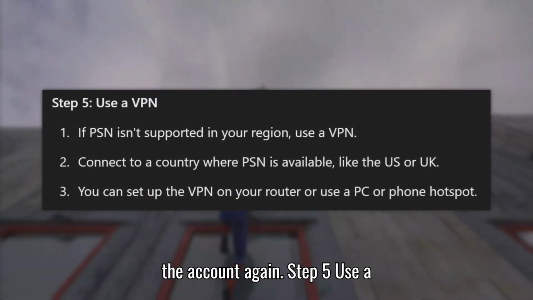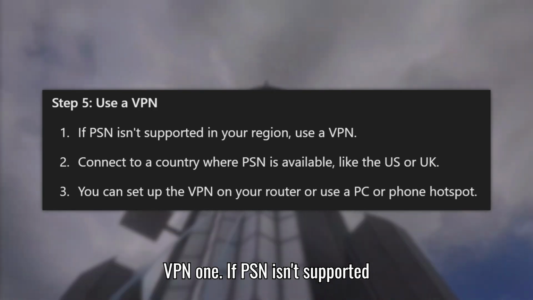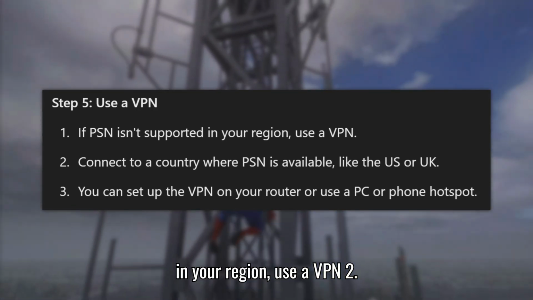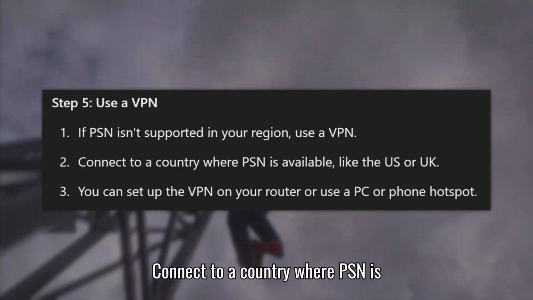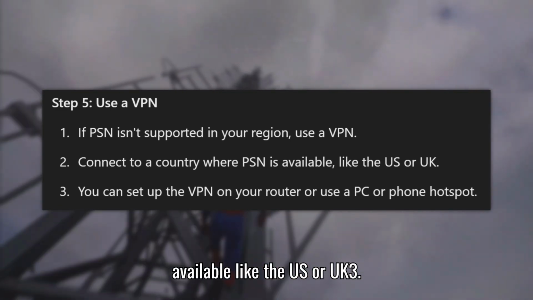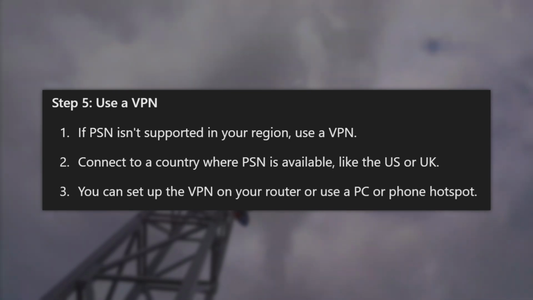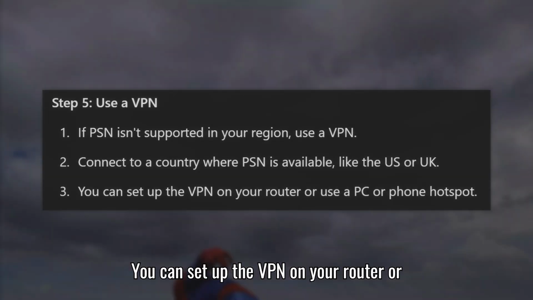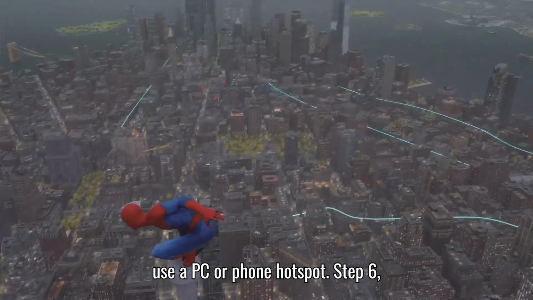Step 5. Use a VPN. 1. If PSN isn't supported in your region, use a VPN. 2. Connect to a country where PSN is available, like the US or UK. 3. You can set up the VPN on your router or use a PC or phone hotspot.